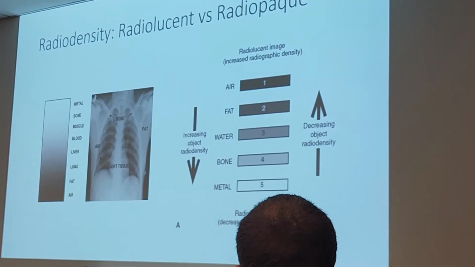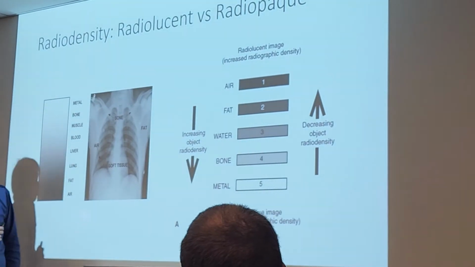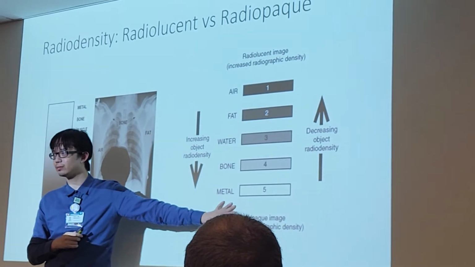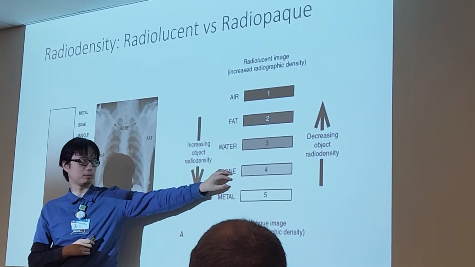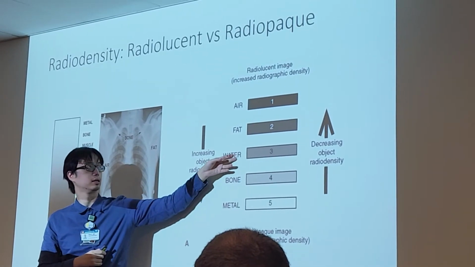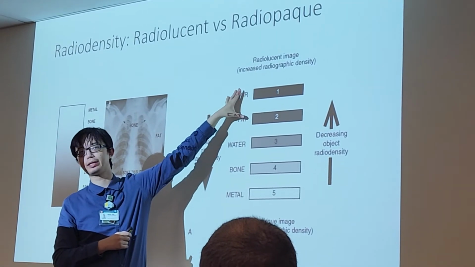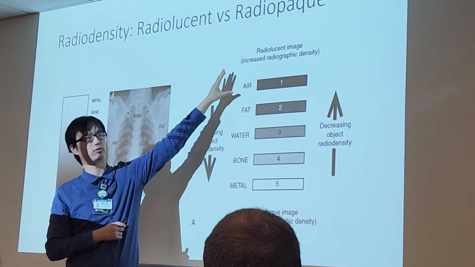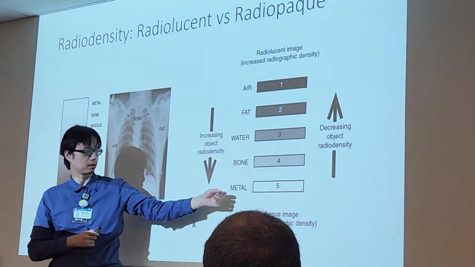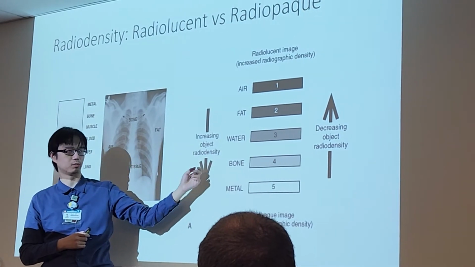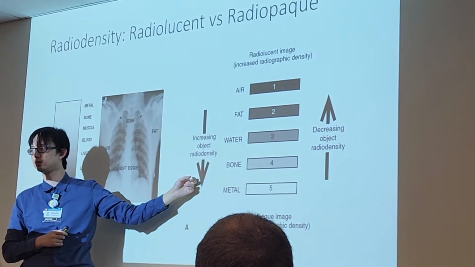This one here? Yeah. So, radiopaque, right? So, metal, most radiopaque, then bone, water kind of in the middle. As we go up here, now it becomes more radiolucent, right? Fat, more radiolucent, air, most radiolucent. Okay? The more radiopaque it is, the more radiodense it is, right?